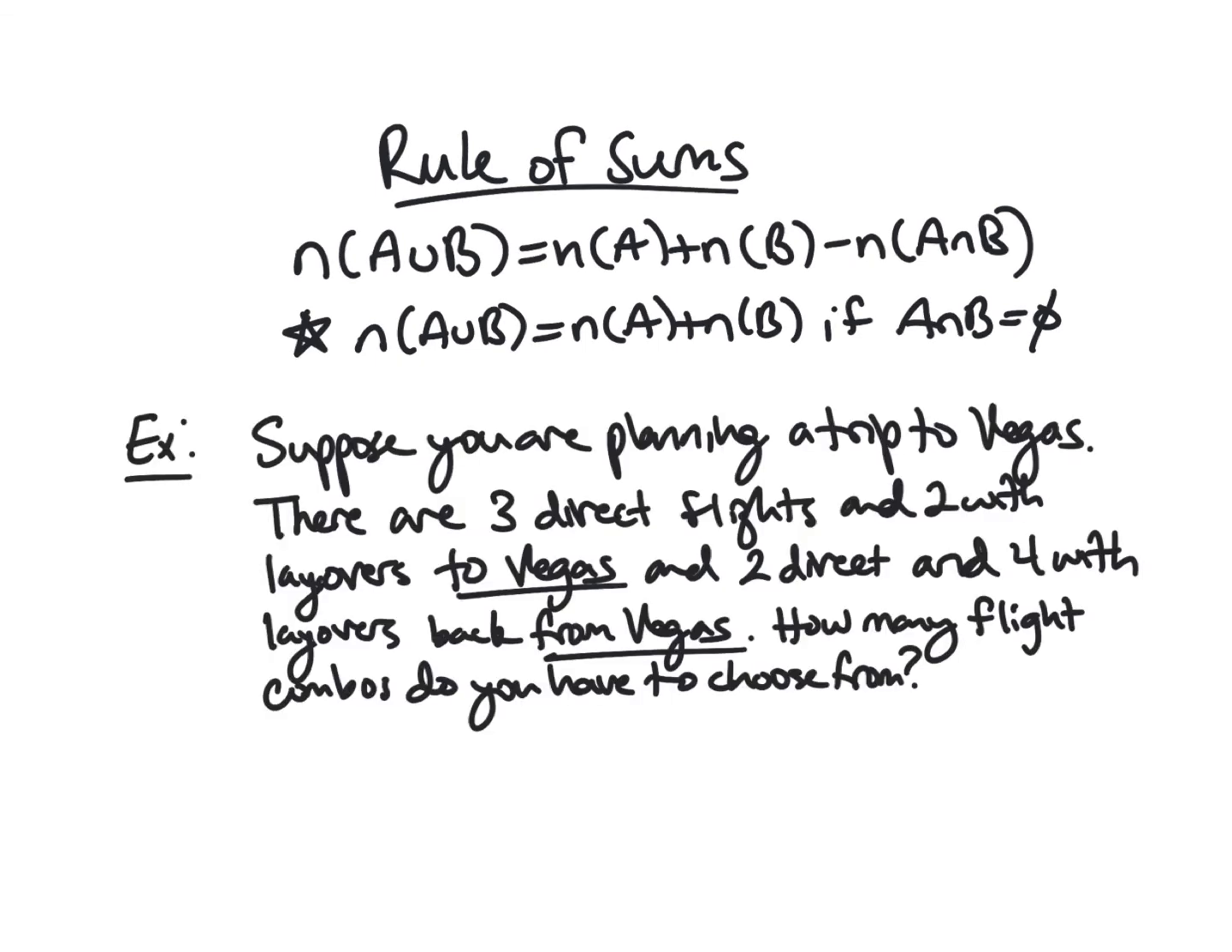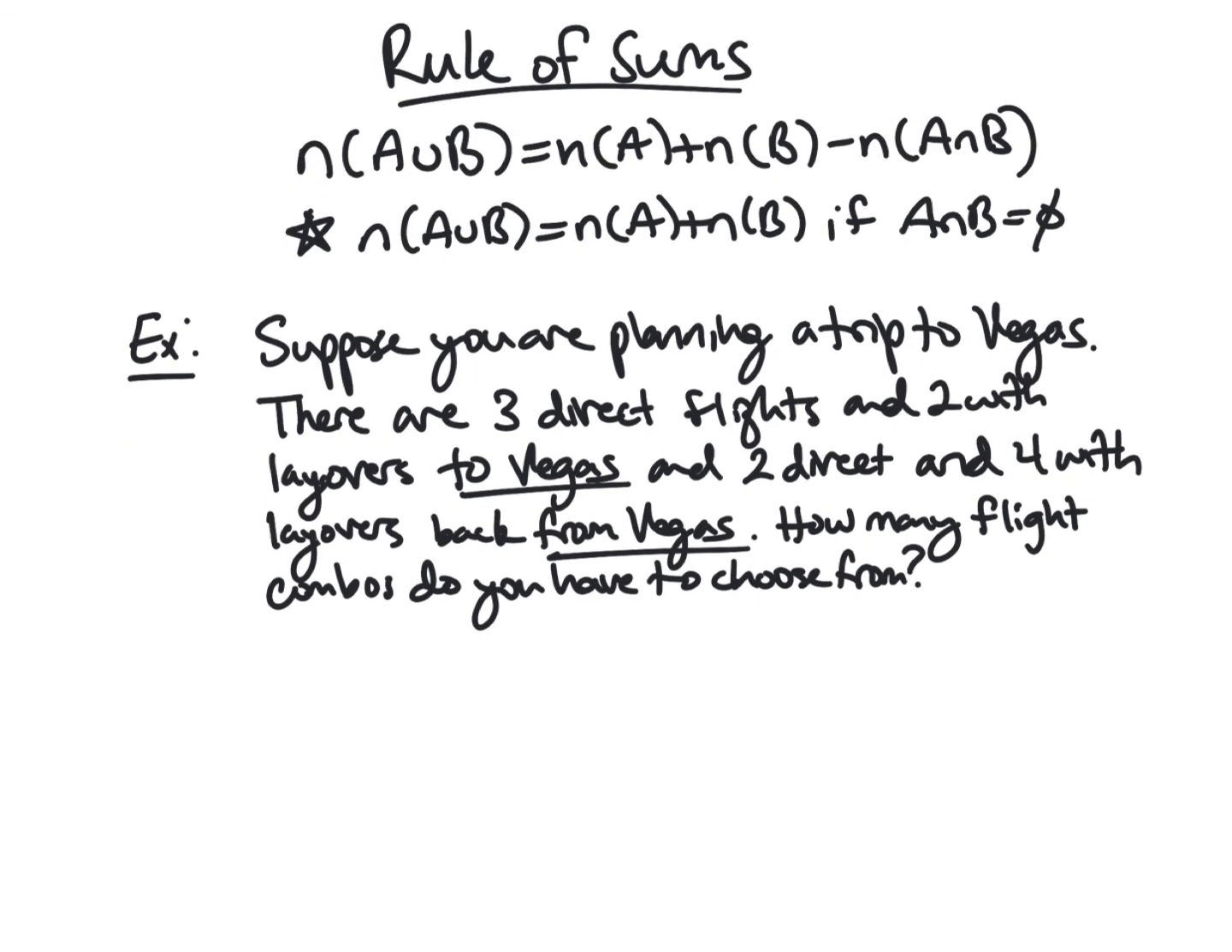So let's look at an example of this, and we're actually going to use the rule of products as well here. So we're planning a trip to Vegas. We have 3 direct flights and 2 with layovers on the way there. And we have options from 2 direct flights and 4 with layovers on the way back. And we want to know how many flights total.